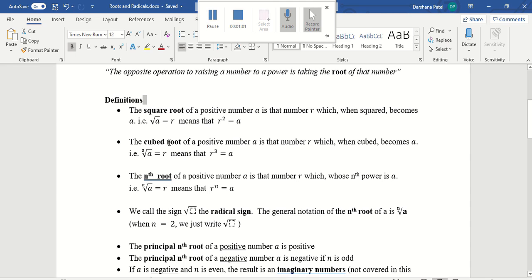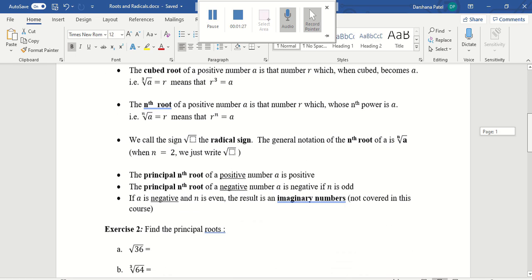Now, square root and cubic root are specific examples. The square root of a positive number a is that number r which, when squared, becomes a. So, the square root of a is r, meaning that r squared is a. The cubic root of a positive number a is that number r which, when cubed, becomes a. Cubic root of a equals r means r cubed equals a.